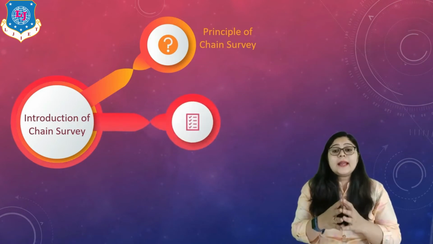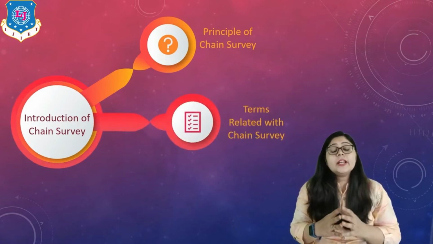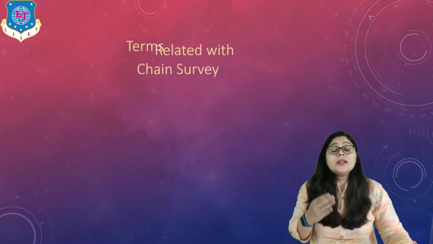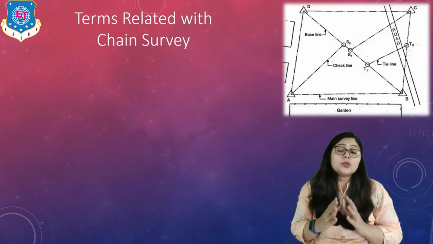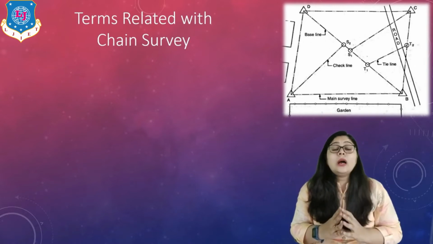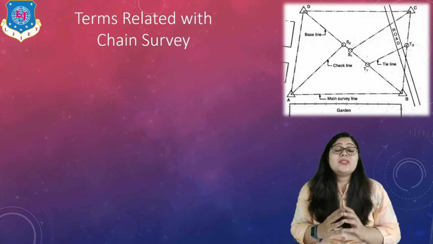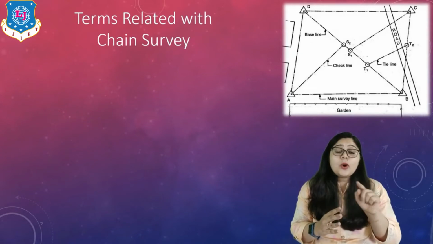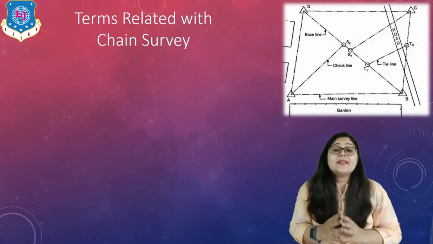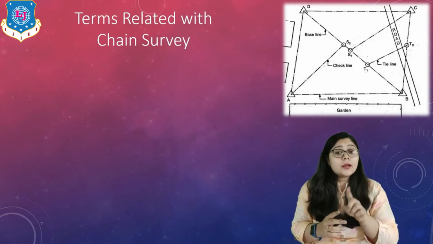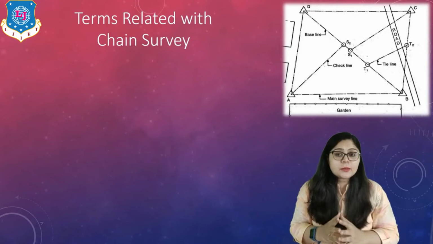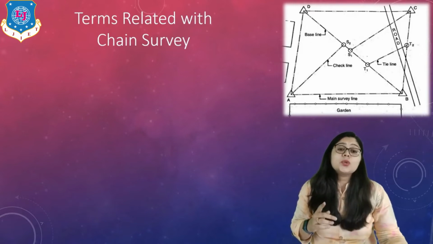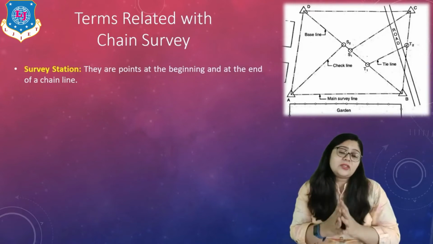Now, the second topic is the terms related to chain survey. What are the terms that are mostly used when we talk about chain survey? You can see one figure on the screen in which the main stations are A, B, C, D. Different points are also located and different lines are generated. Let us understand the terms which are specifically used in the field for linear measurement or chain survey. The first thing is the survey stations.